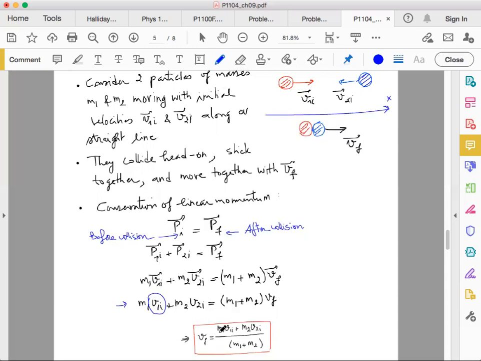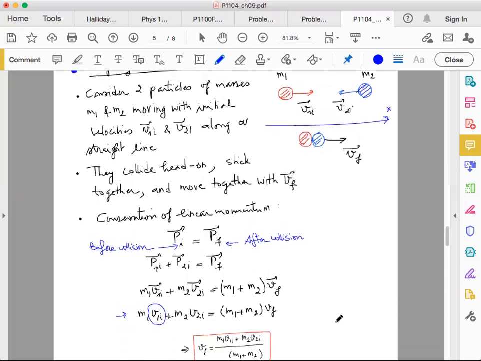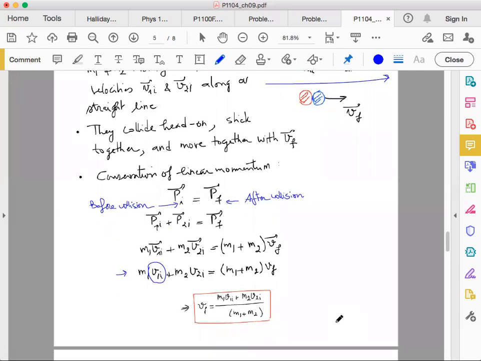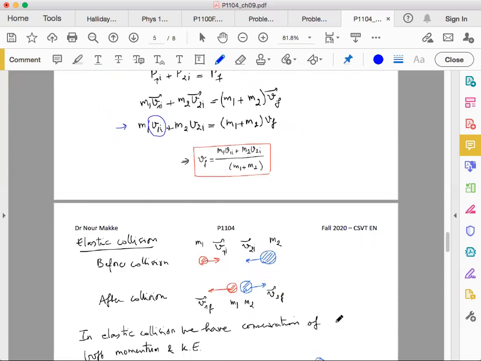And so from here we can deduce simply that v final is m1 v1i plus m2 v2i divided by m1 plus m2. And so knowing v1i and v2i, you can deduce v final. So this is it. For a perfectly inelastic collision, this is the only equation that we have and that provides us with all the information we need about what we have in the final state.